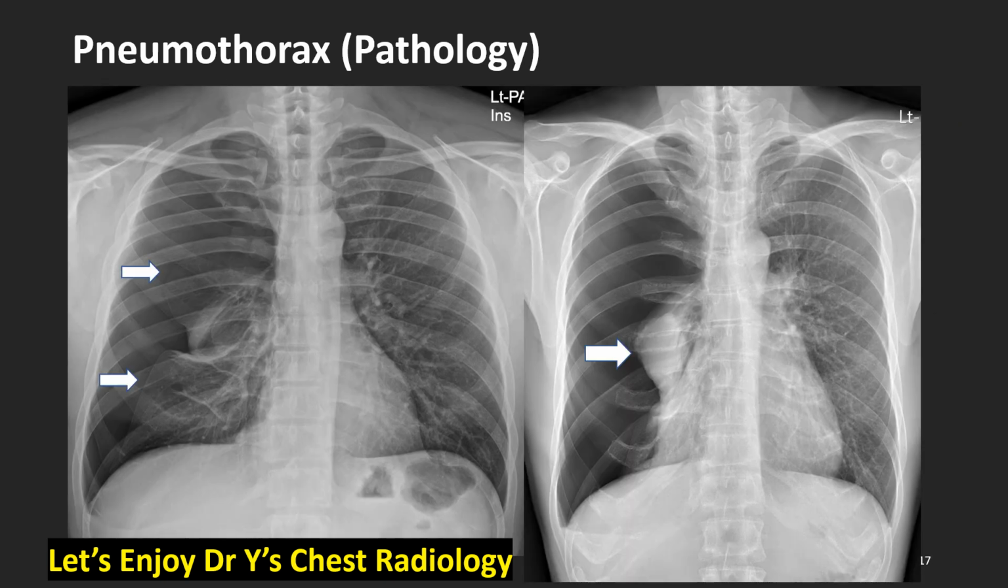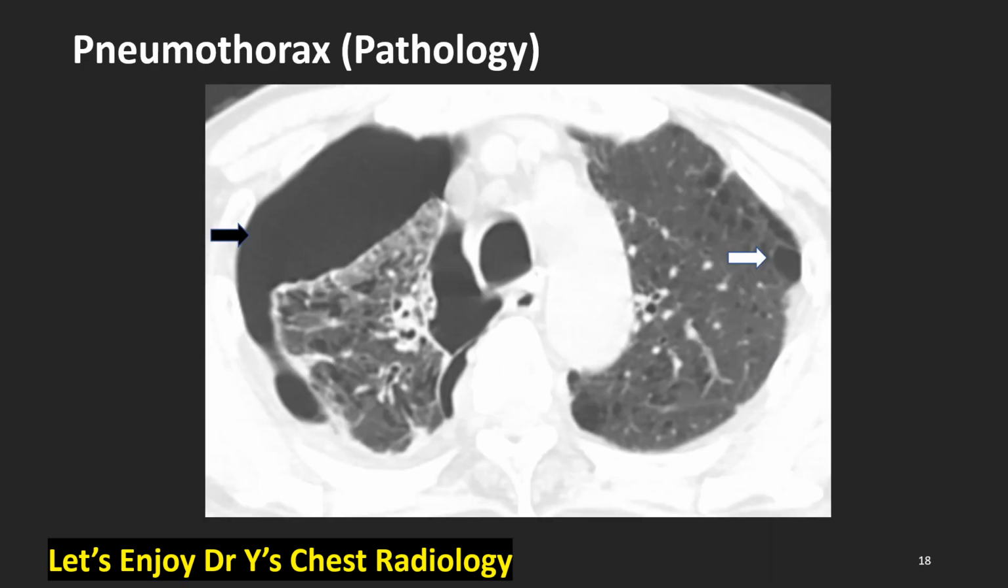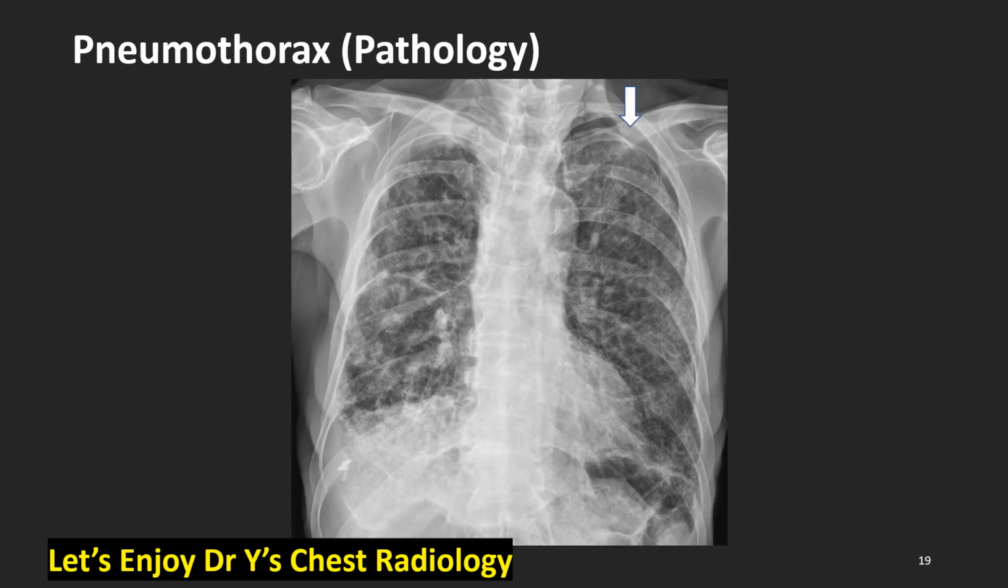Pneumothorax pathology. Arrows indicate right lung pneumothorax, showing the visceral pleura of the collapsed lung. Left film is inspiration film and right film is expiration film. Pneumothorax pathology. Black arrow indicates right pneumothorax and white arrow indicates emphysema in the left upper lobe. Pneumothorax pathology. Arrow indicates a spontaneous pneumothorax in an interstitial lung disease patient.